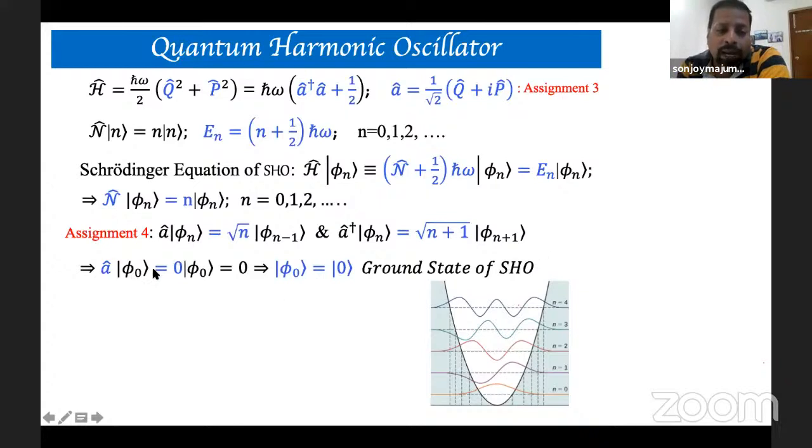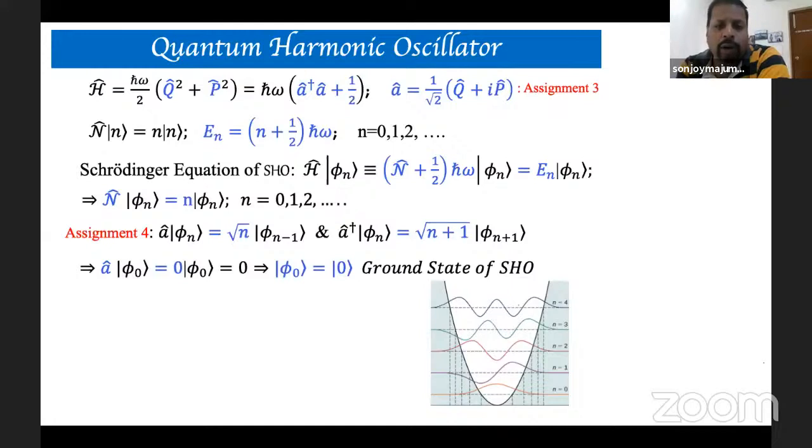So if you apply the annihilation operator here, since that is a dead end, nothing will come out, you will get 0. Instead of phi 0, for the class let us designate phi 0 as the ket 0. So the 0 state means the ground state of the harmonic oscillator. It is easier to write. Now let's see the properties of the ground state.